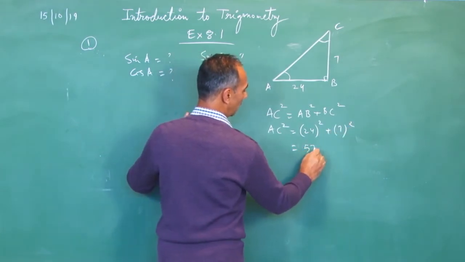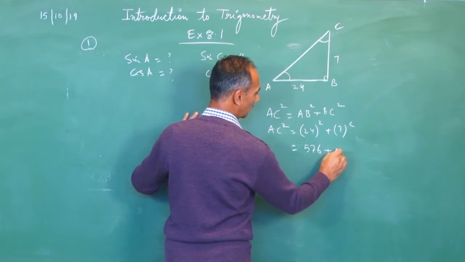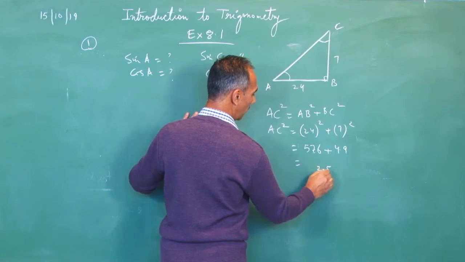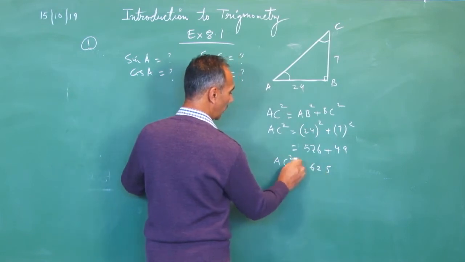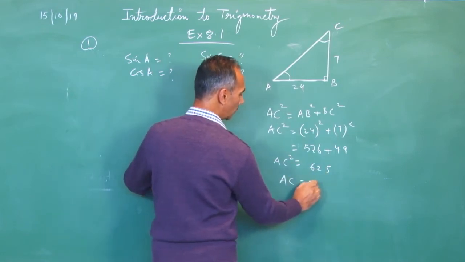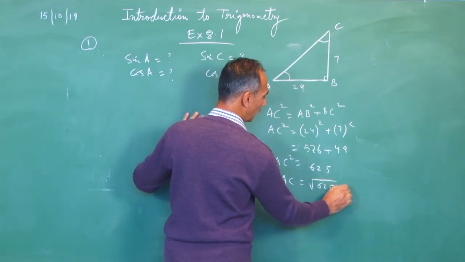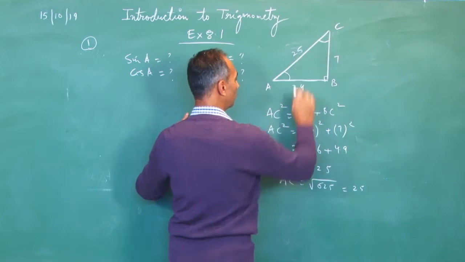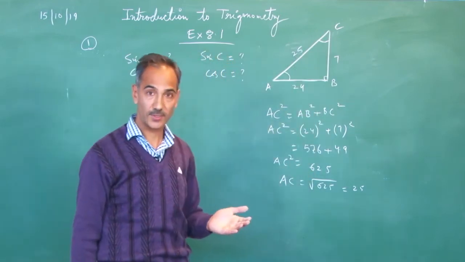This is 576 plus 49, which is 625. AC square is 625. It's a perfect square. So AC is square root of 625, which is nothing but 25. My AC length is 25. So you have all the three sides of the right angle triangle.